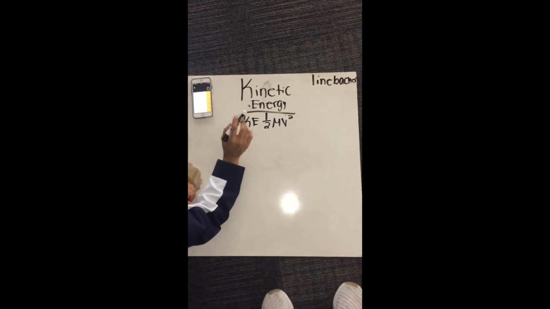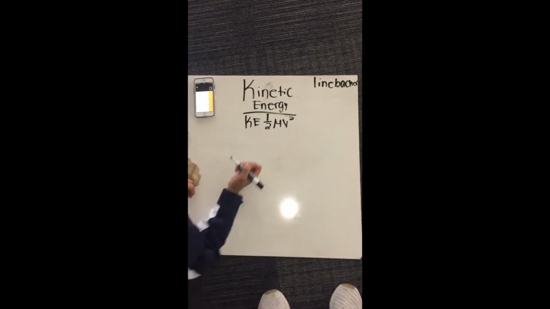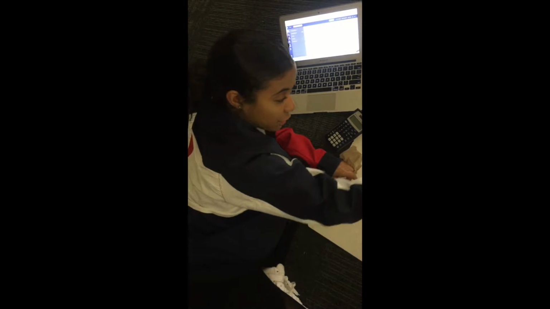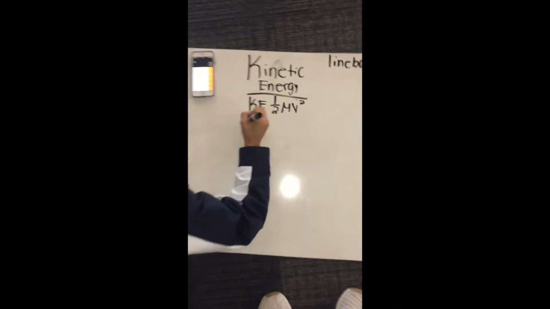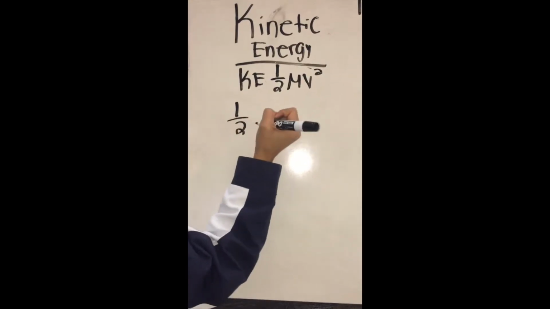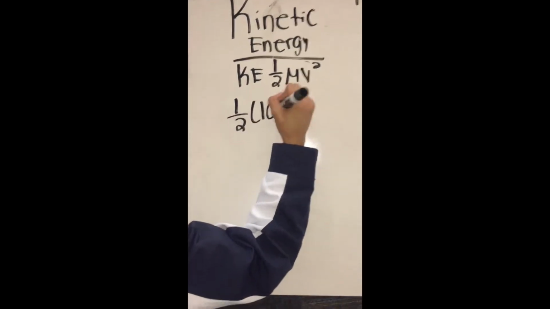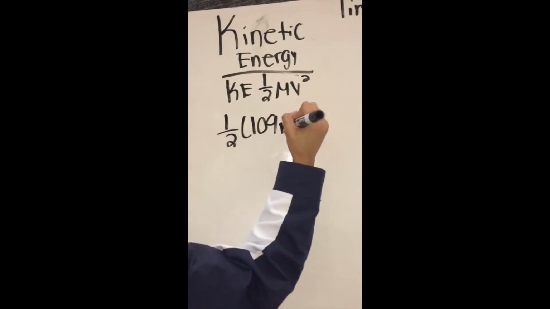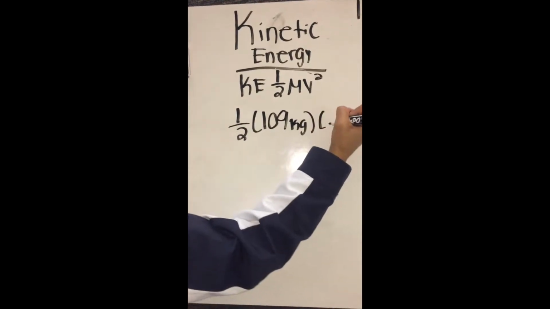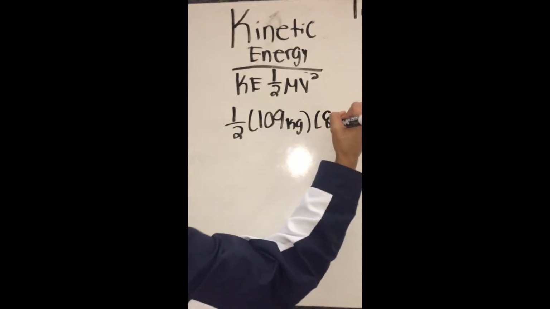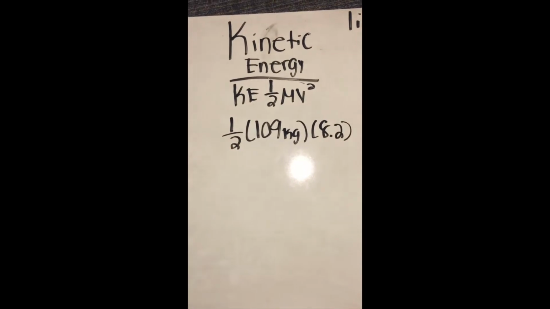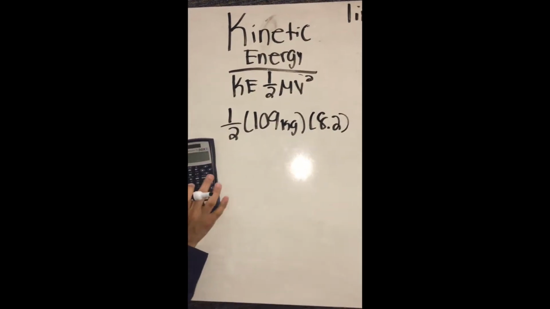So now we're gonna find the kinetic energy for the linebacker this time. We're gonna do the same formula, but just different numbers. So we're gonna do 1/2. The mass of the linebacker is 109 kilograms. And the velocity is 8.2. We're gonna grab our same calculator and put it in here.